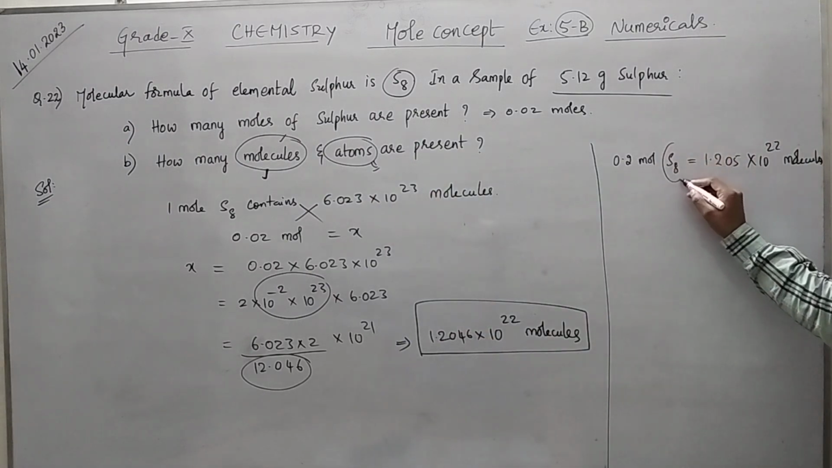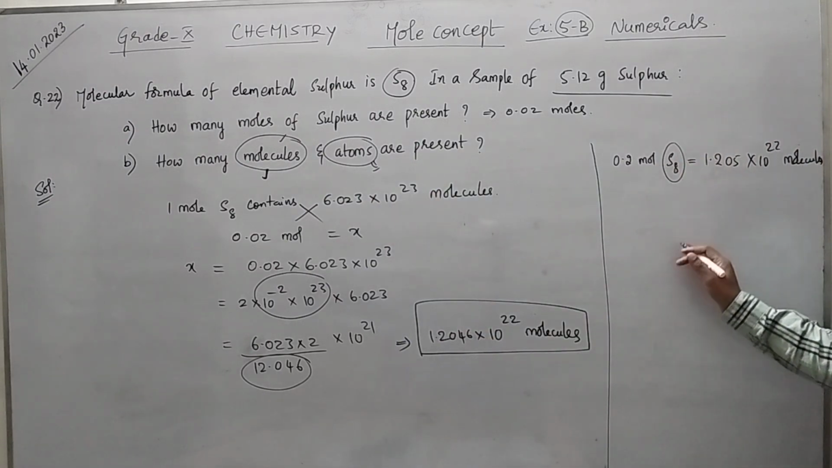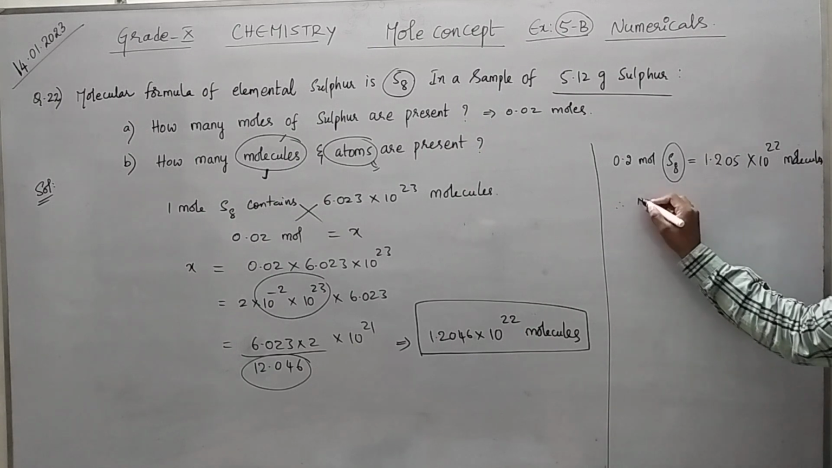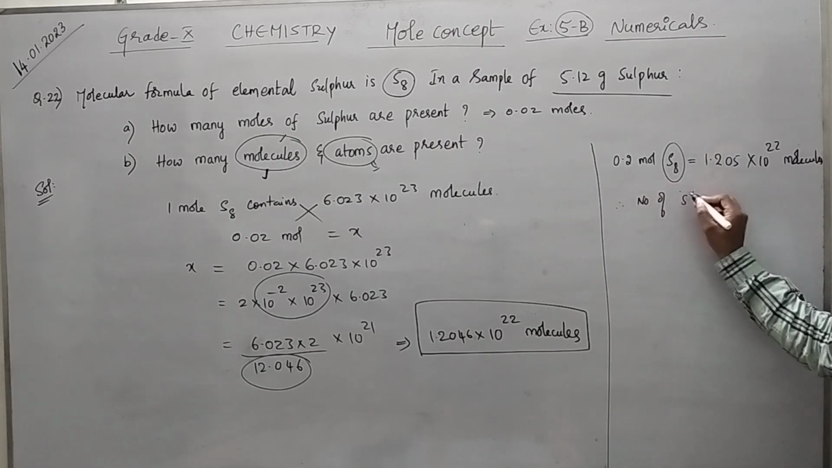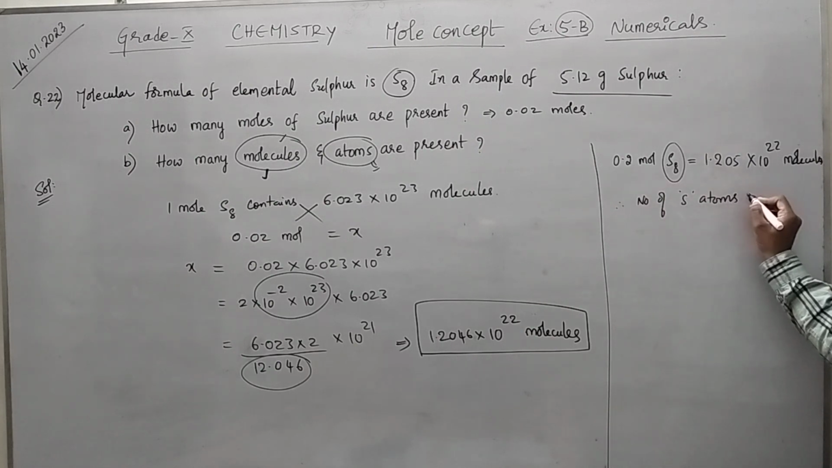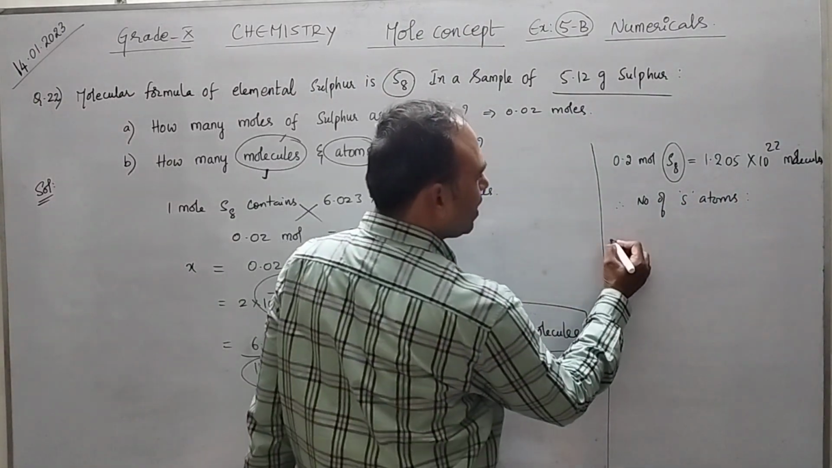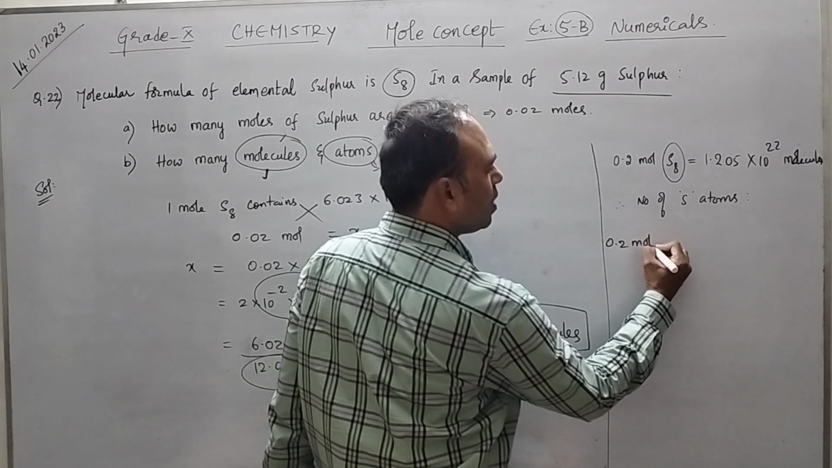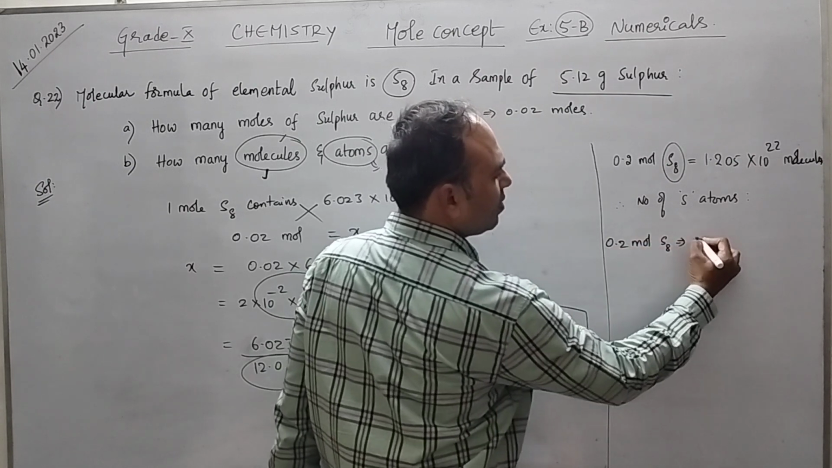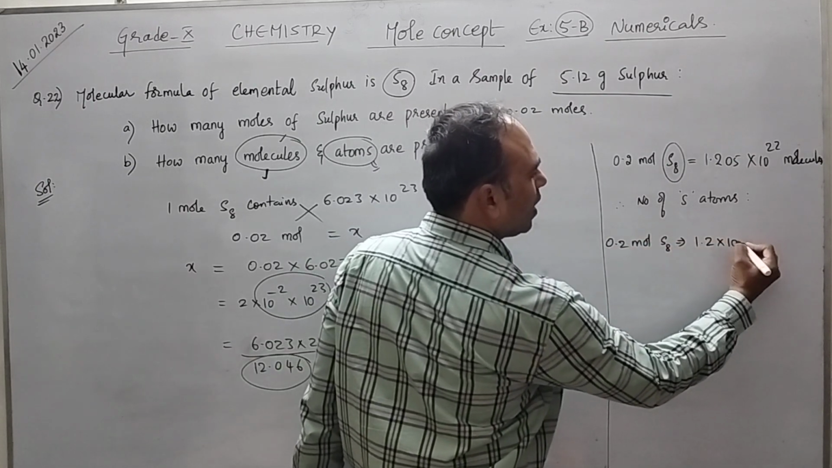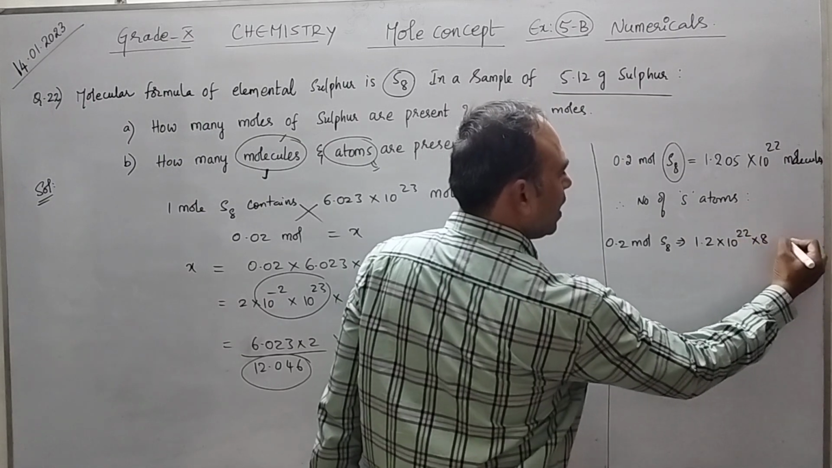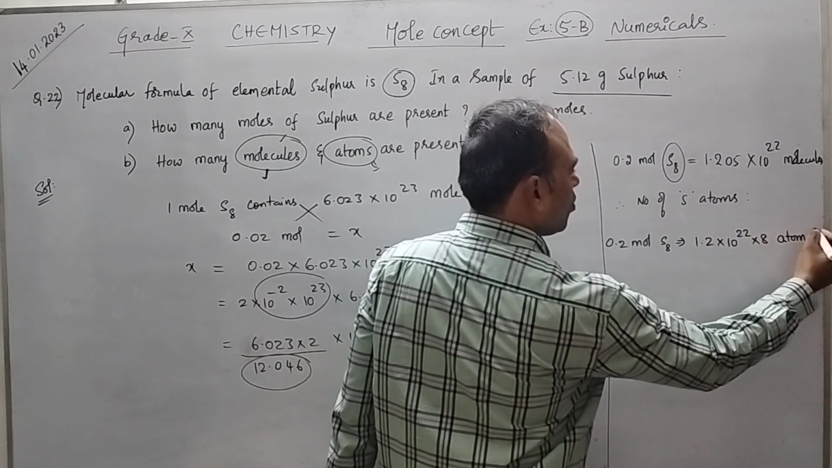So we know here a single molecule has 8. So therefore, number of sulfur atoms, how do you calculate number of sulfur atoms? Take it as into 8. So we can write like this. 0.02 mole S8 contains 1.2 into 10 to the power of 22 into 8 atoms of sulfur. Hope you have understood this.